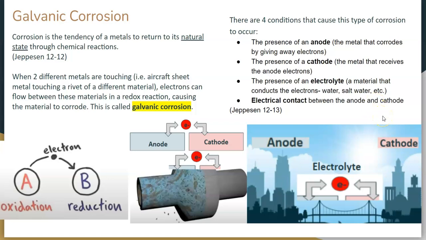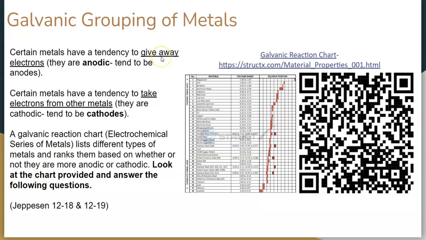Thanks for getting those done. Let's move on. So, just for your information, there's a galvanic grouping of metals. And essentially what they do is they rank metals based on how anodic or how cathodic they are. And anodic, like we discussed before, anodes have a tendency to give away electrons, whereas if you're a cathode, you have a tendency to take electrons from the anodes.